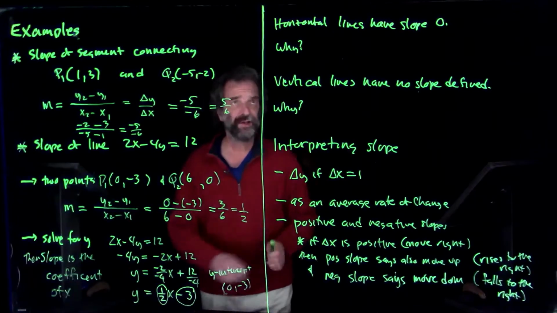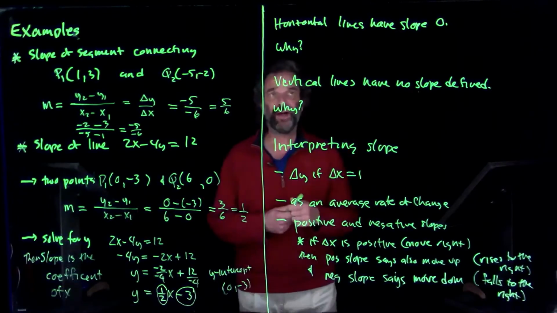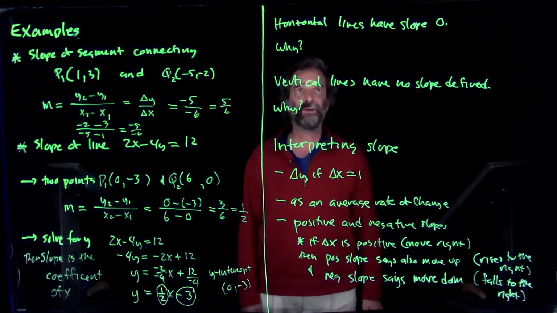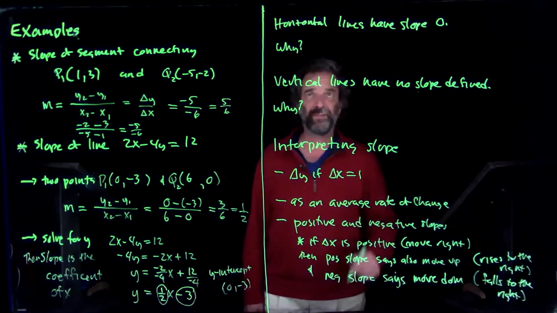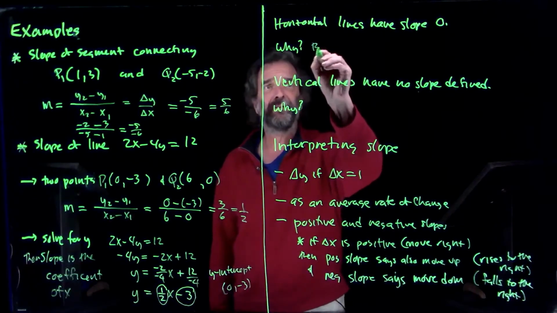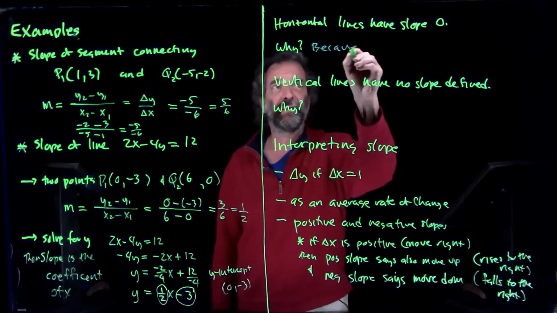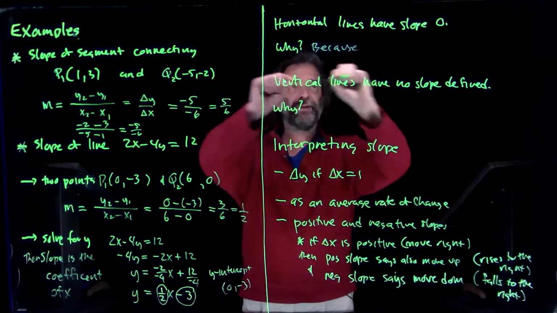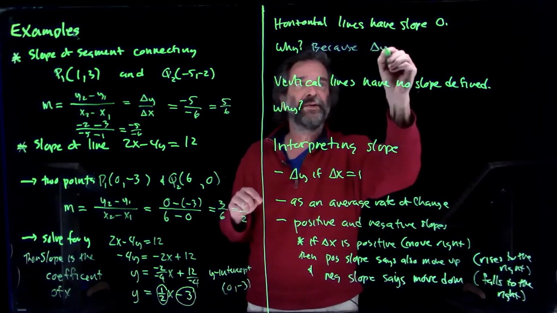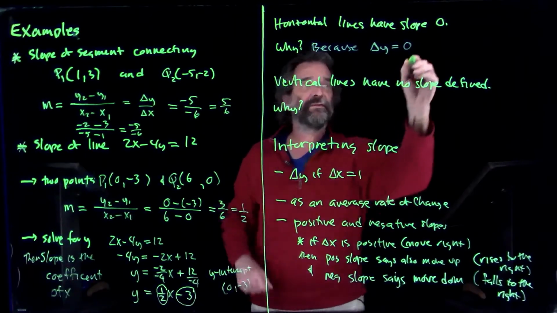So on to the next slide. It says horizontal lines have slope 0. Why should they have slope 0? That is because if it has slope 0, delta y is going to be 0 for any 2 points.